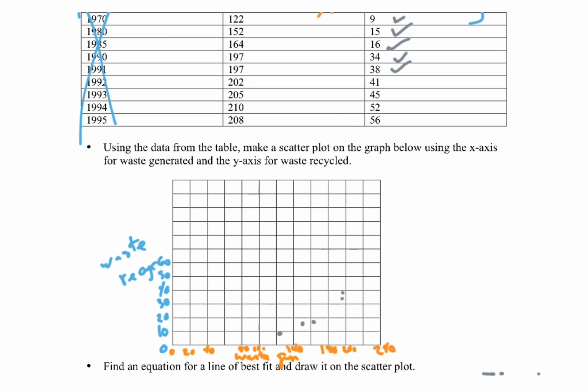202 and 41 right there. 205 and 52 like right there. 210 and 52. Oh, 45. I messed that one up. That should have been 45, huh? It's like right there. Then 210 and 52 like right there. And then 208 and 56. So kind of like right there.